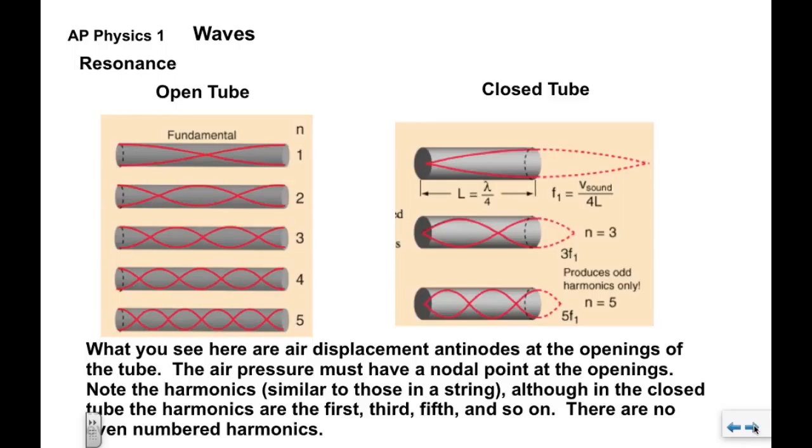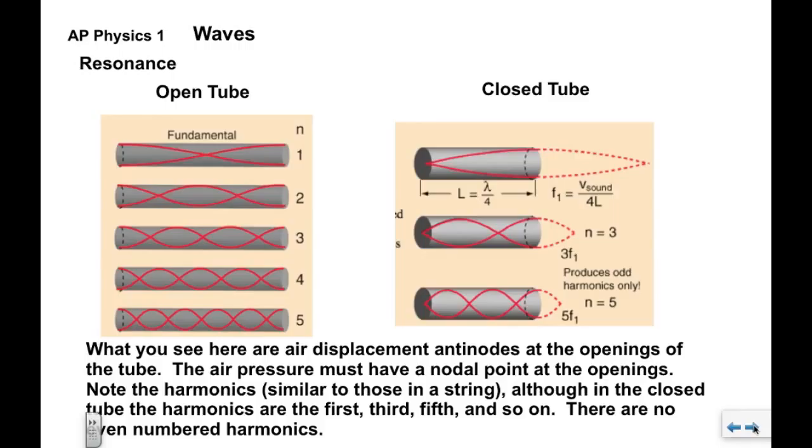What you're looking at here, represented as transverse waves, are really air displacement antinodes. We know that sound is a longitudinal pressure wave, so it would probably be more accurate to show these as compressions and rarefactions, but probably not as clear in terms of the reflection and the antinodes at the openings of the tube. The harmonics here are similar to those in a string, although in the closed tube the harmonics don't include the even numbered harmonics because of the relationship between the wavelength and the length of the tube.